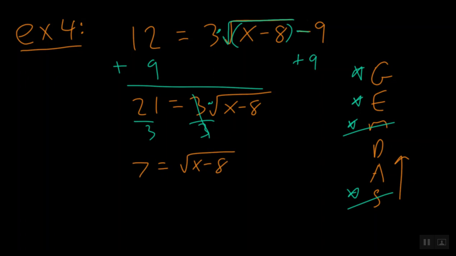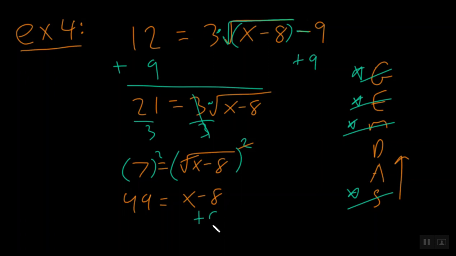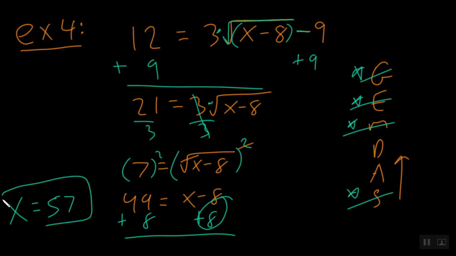At this point, I ask myself, how do I get rid of my exponent? How do I get rid of my square root? And we should know the opposite of a square root is a square. So we'll square both sides. And so 7 squared is 49, is equal to, the square root and the square cancel, x minus 8. And at this point, how do I get rid of the minus 8? Let's do plus 8. All right, and we get this. X is equal to 49 plus 8, which is of course 57.